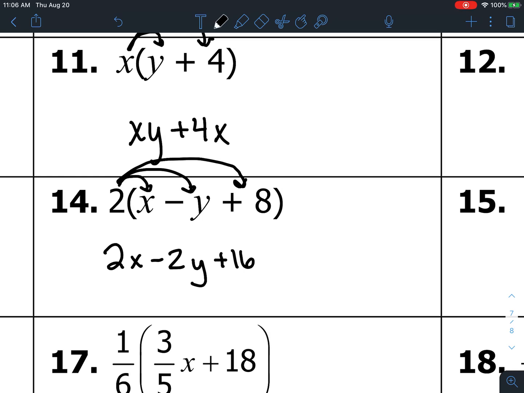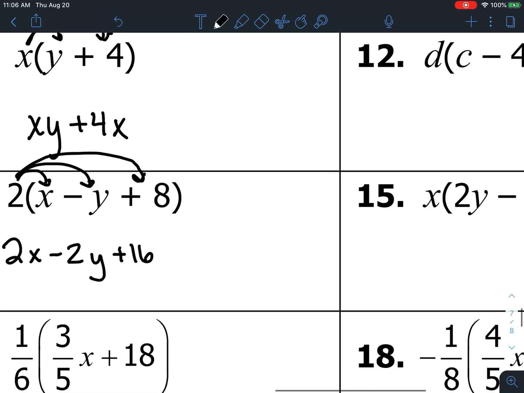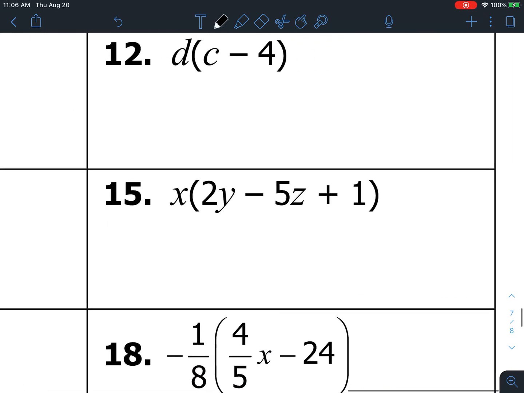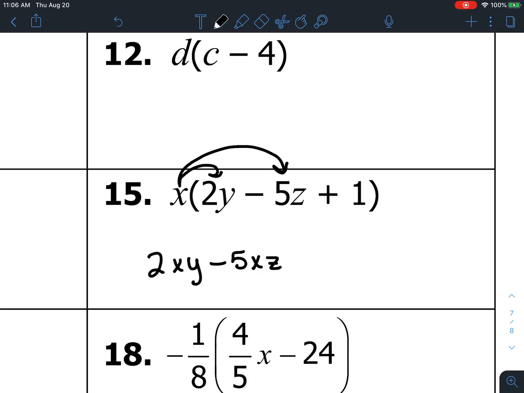Let's now take a gander at number 15, just so we can practice multiplying our letters again. X times 2y is going to be 2xy. X times negative 5 will be negative 5xz. And then x times 1 will just be x.